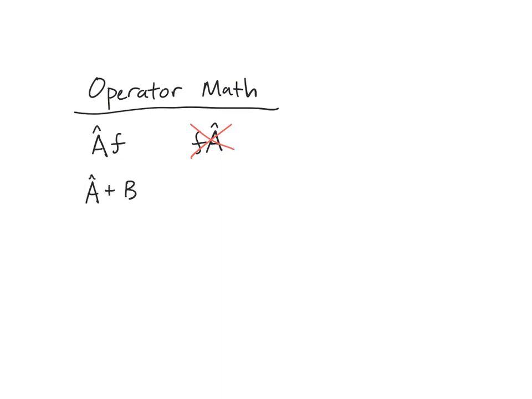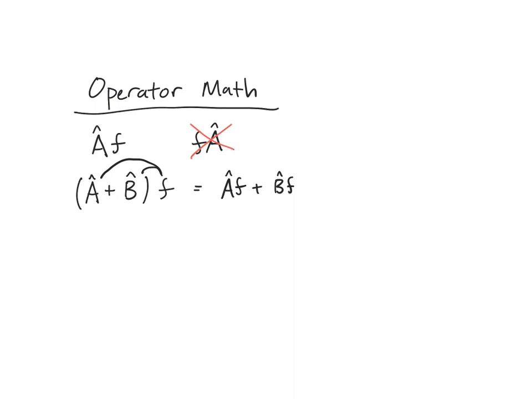Also, it's possible for operators to add together. So I could say that I have an operator A hat plus B hat like this, and I could say that these two are operating on a function like that. And the important thing to know about this is that the function can be distributed to each of those operators. So this is equivalent to saying A hat F plus B hat F. Notice that I'm putting the function on the right side of the operator, like that.